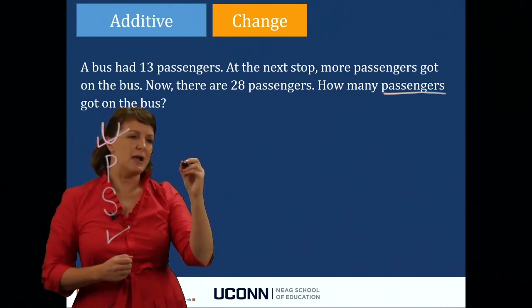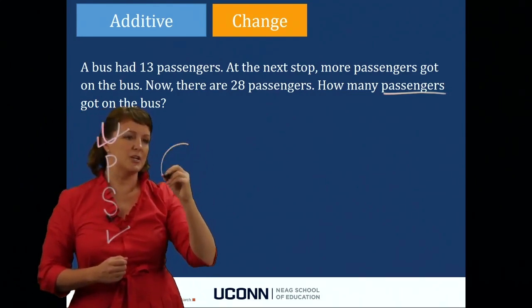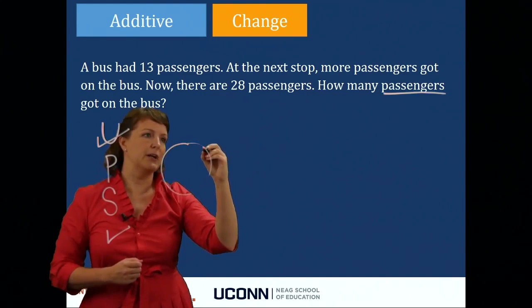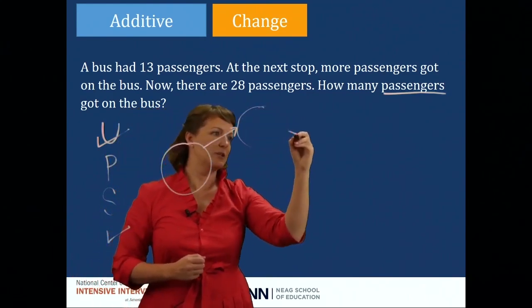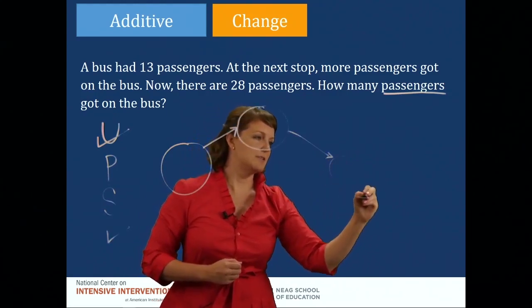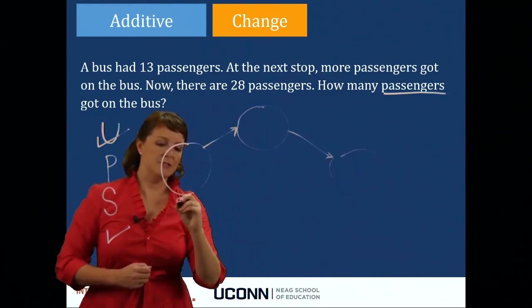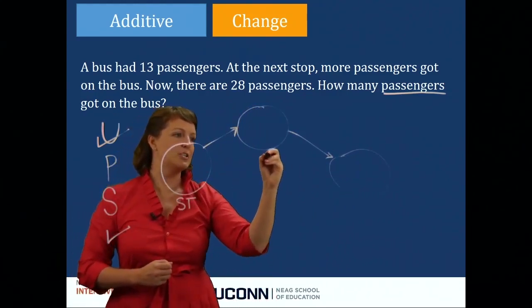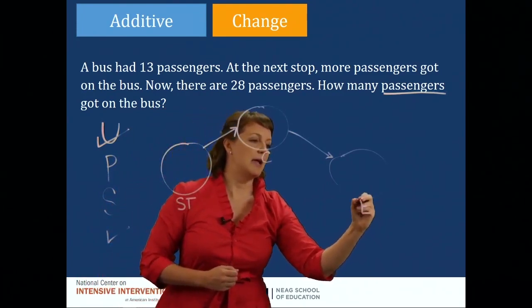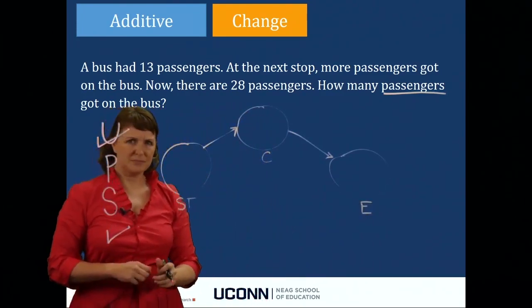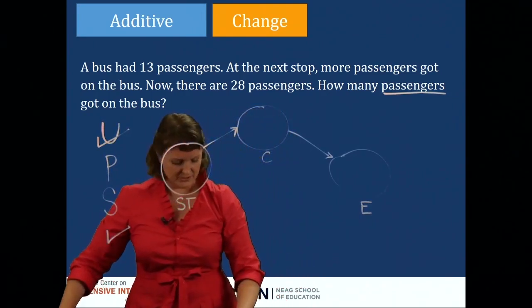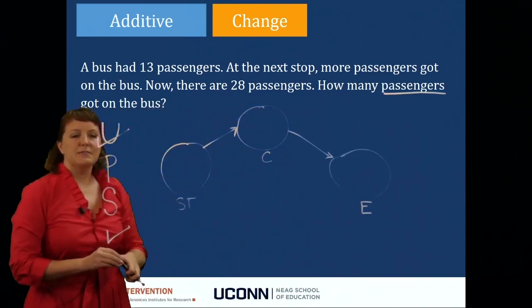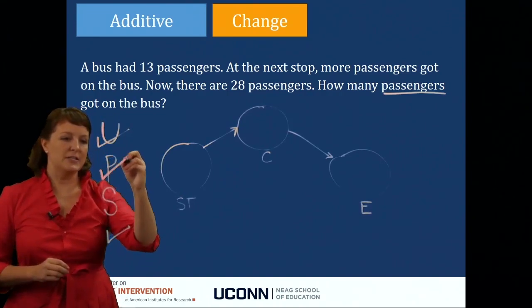I'll use my graphic organizer of a change problem. So a circle to another circle to a final circle. And if I wanted to label these, this will be my start amount, my change amount, and my end amount. It's a little hard to see that with my marker, so I might just change markers right now. All right, now we've got our plan. We're going to solve this as a change problem.